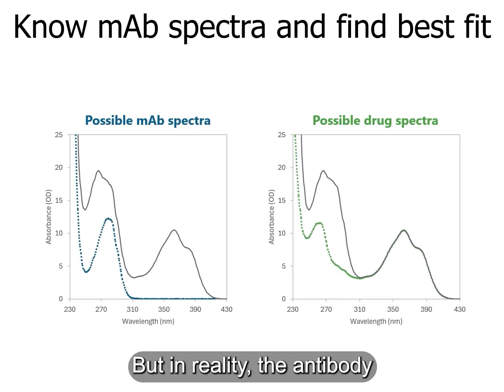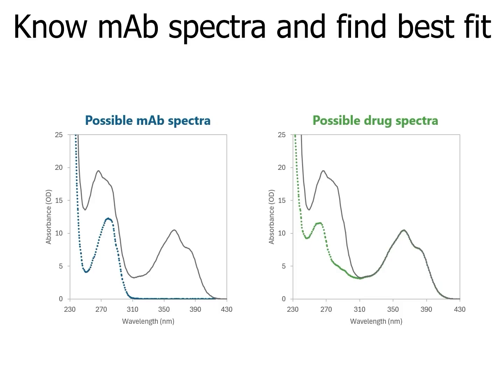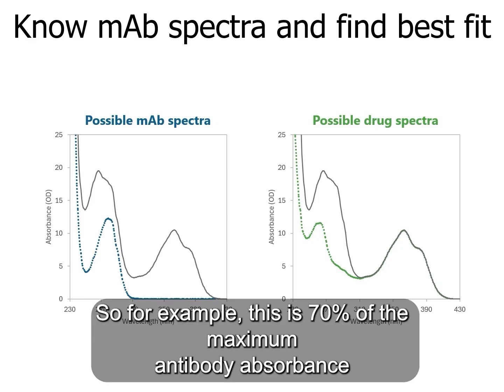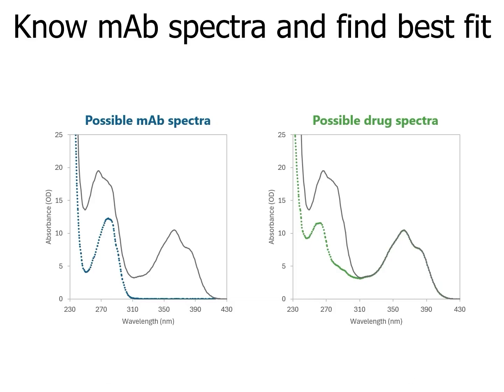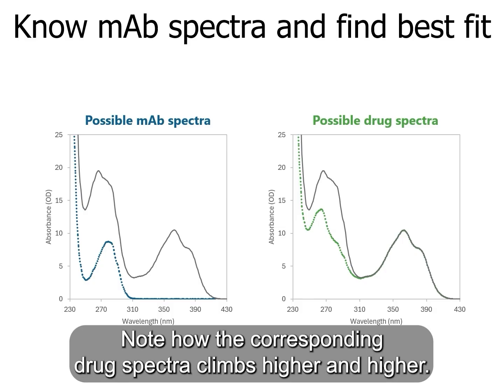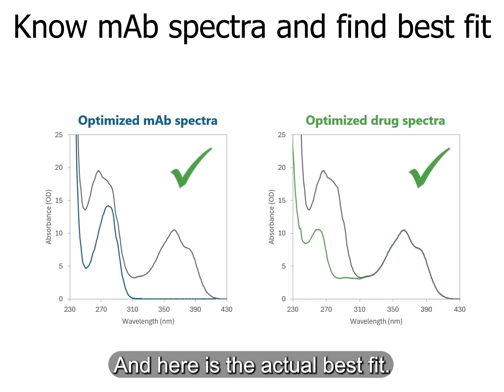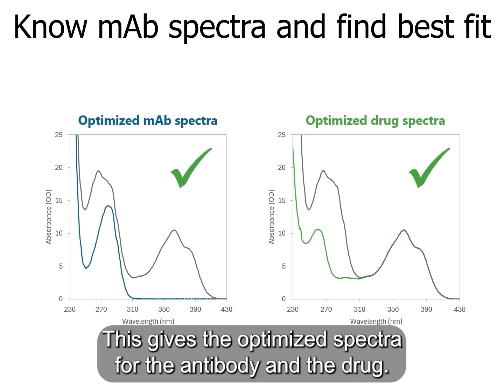But in reality, the antibody spectra is likely lower, and the complementary drug spectra higher. So, for example, this is 70% of the maximum antibody absorbance, and this is 50% of the maximum antibody absorbance. Note how the corresponding drug spectra climbs higher and higher, as you would expect. And here is the actual best fit. This gives the optimized spectra for the antibody and the drug.